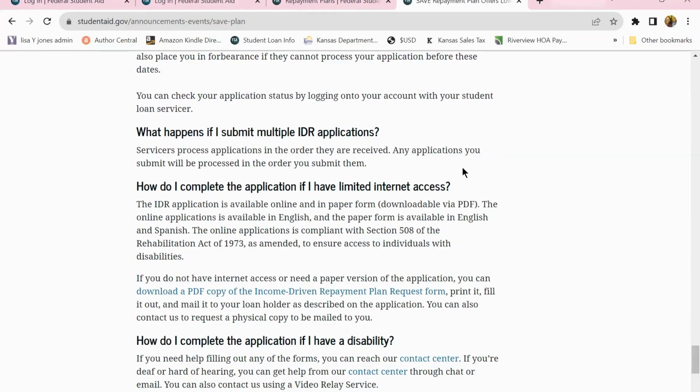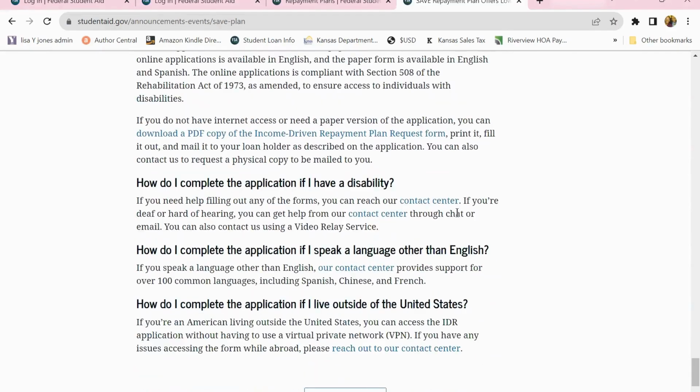You want one application per servicer, I believe, because otherwise you're in the system multiple times. So don't call and set it up and then go online and set up another one. Don't do two. Just do one.